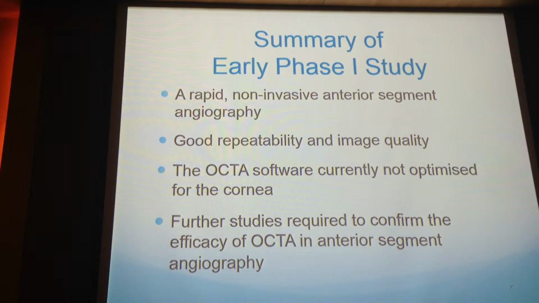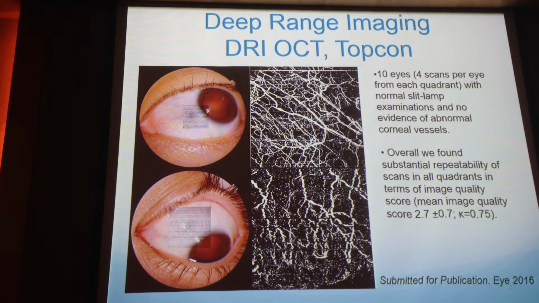When I came back, I had access to the DRI, which is the top-down system. And again, by playing around with the system and adjusting the focus, I managed to get some decent images of the limbal as well as episcleral, conjunctival, and corneal vessels, and with decent repeatability as well. But we are continuing to do more studies using the DRI.